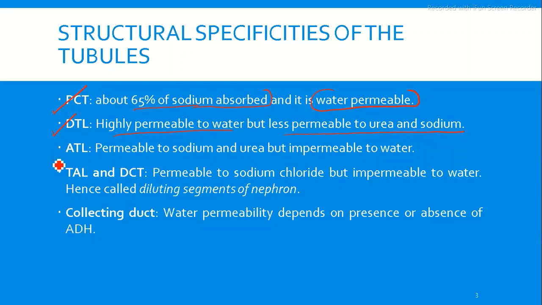Okay, so what about the ascending thin limb? It is permeable to sodium and urea, but it is impermeable to water. Understand that the permeability to water differs between the DTL and ATL, and the permeability of these particular regions to water is what causes the countercurrent exchanger, one of the phenomena that you have studied in human anatomy and physiology.